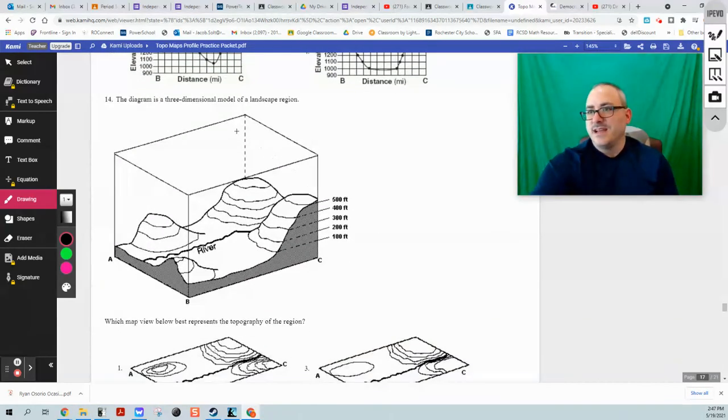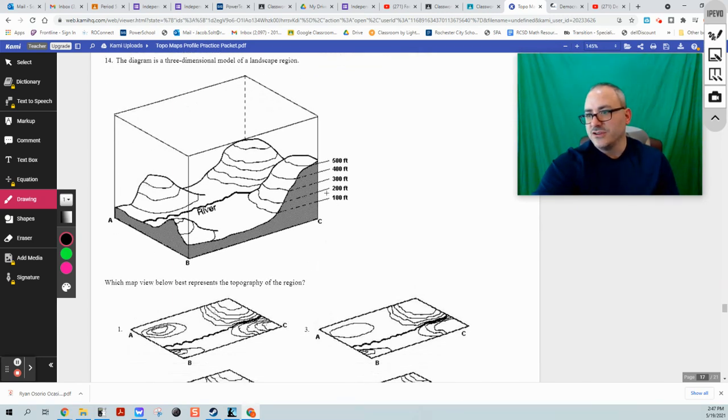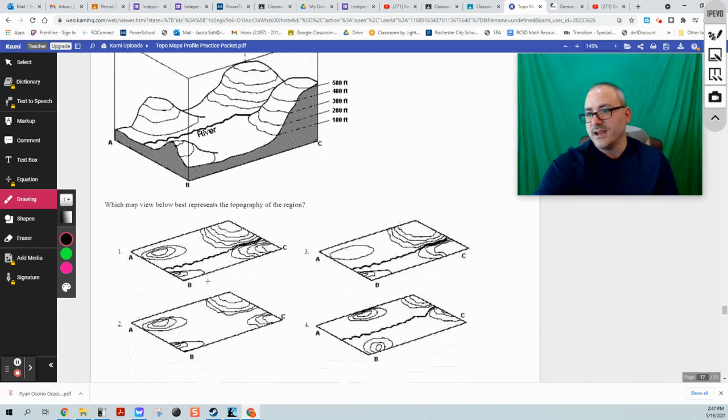Okay. Diagram is a three-dimensional model of landscape region. All right, three-dimensional model. Got it. 100 feet, 200 feet, river. Got it. Okay. Which map best represents the view of the topography of the region? Well, I like this, except for, I guess I don't know. I guess this is all right. I don't see anything I hate here.